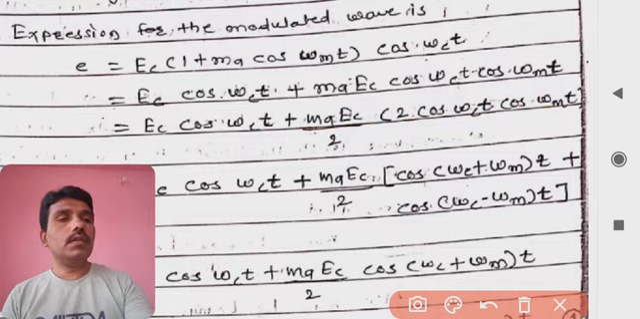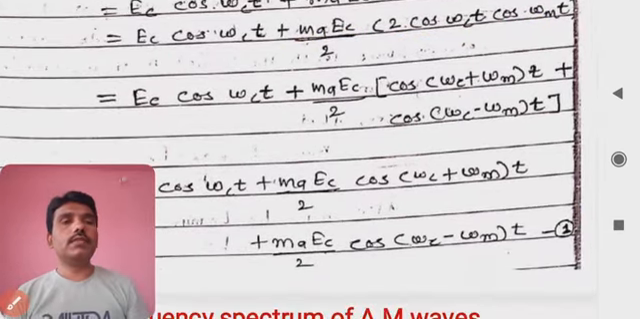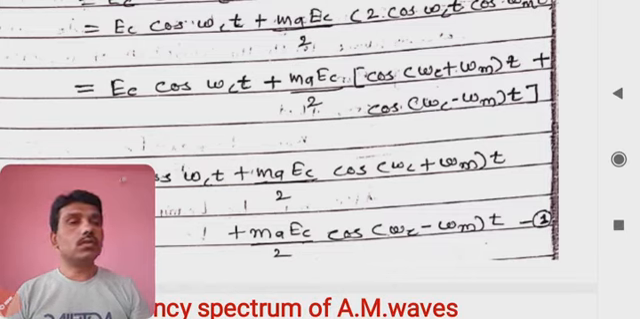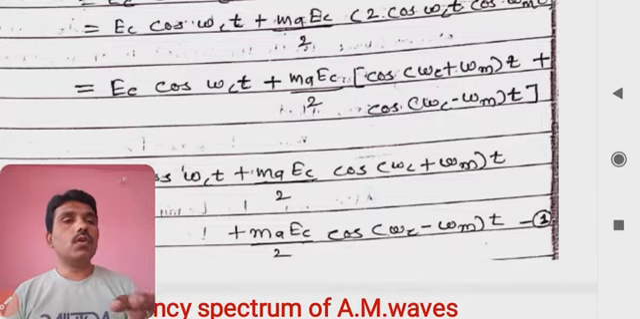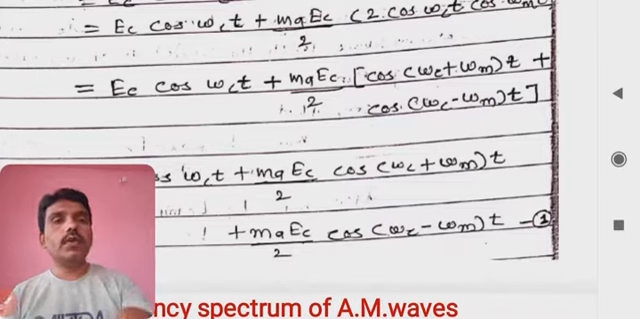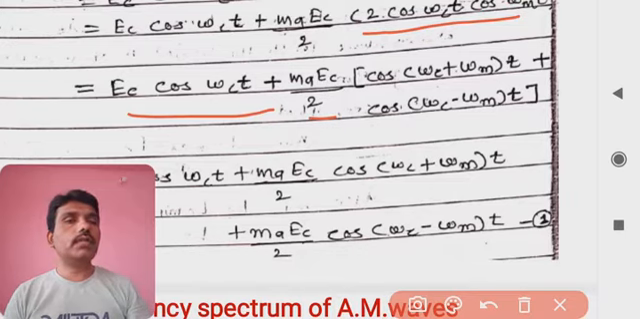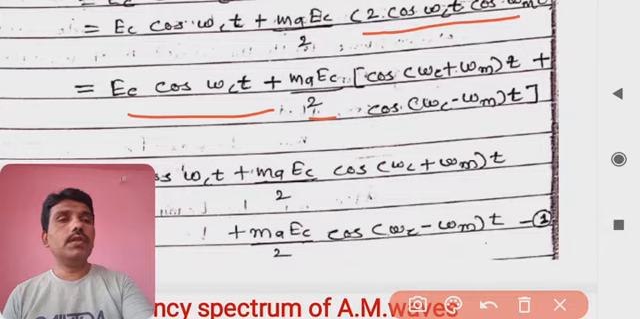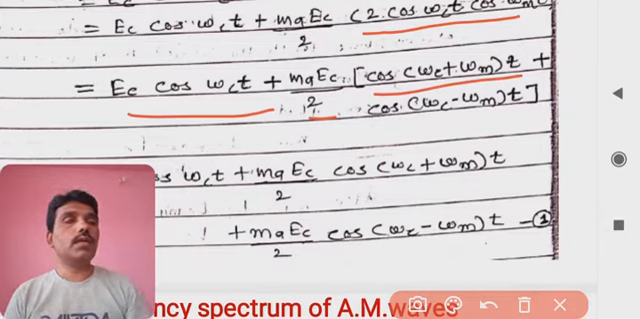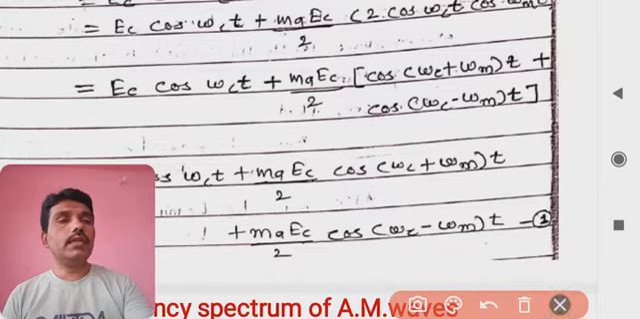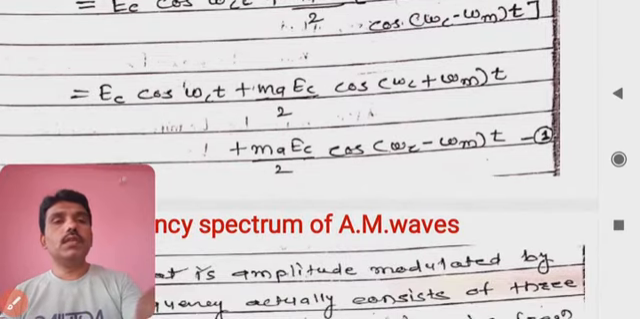And another important trigonometric relationship, which we learned in the 12th standard: 2 cos A cos B can be written as cos(A+B) plus cos(A-B). So we have Ec cos ωct as it is, and ma Ec by 2 as it is. Here 2 cos ωct cos ωmt we can write as ma Ec by 2 times cos(ωc+ωm)t plus cos(ωc-ωm)t.